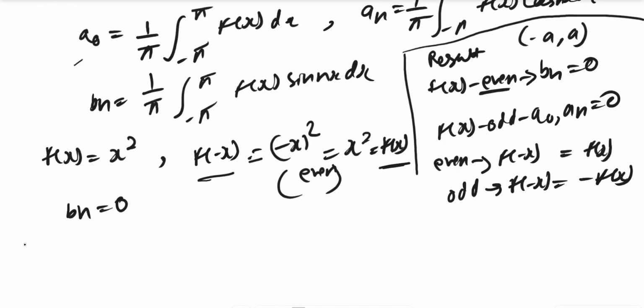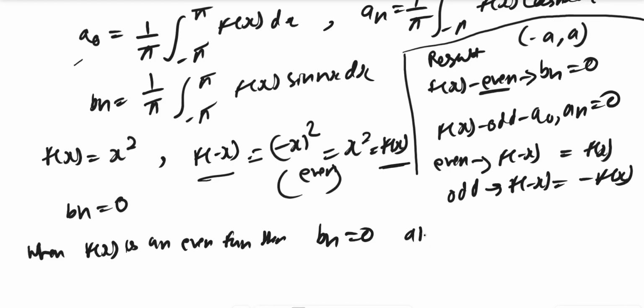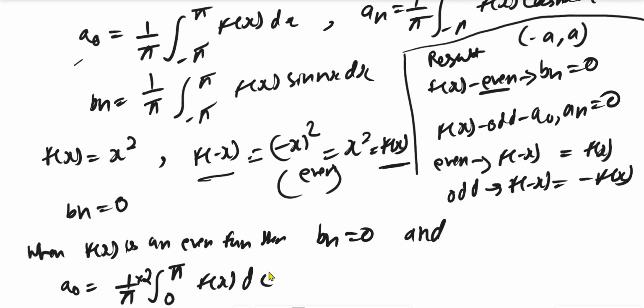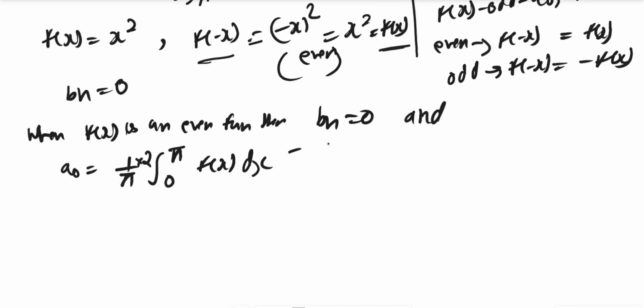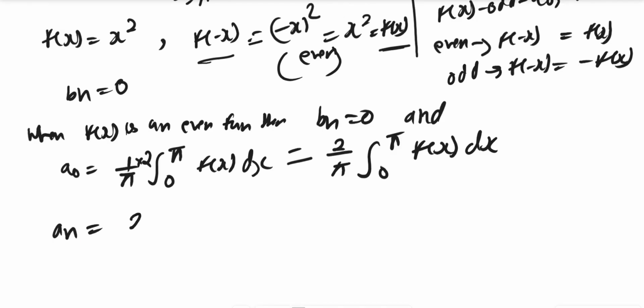Now f(x) is even, so let us write the result properly. When f(x) is an even function, then bn is equal to 0, and a naught is equal to 1 upon pi integration 0 to pi, here it is multiplied by 2, integration 0 to pi f(x) dx, that is, it is equal to 2 upon pi integration 0 to pi f(x) dx, and an is equal to 2 upon pi integration 0 to pi f(x) cos nx dx.